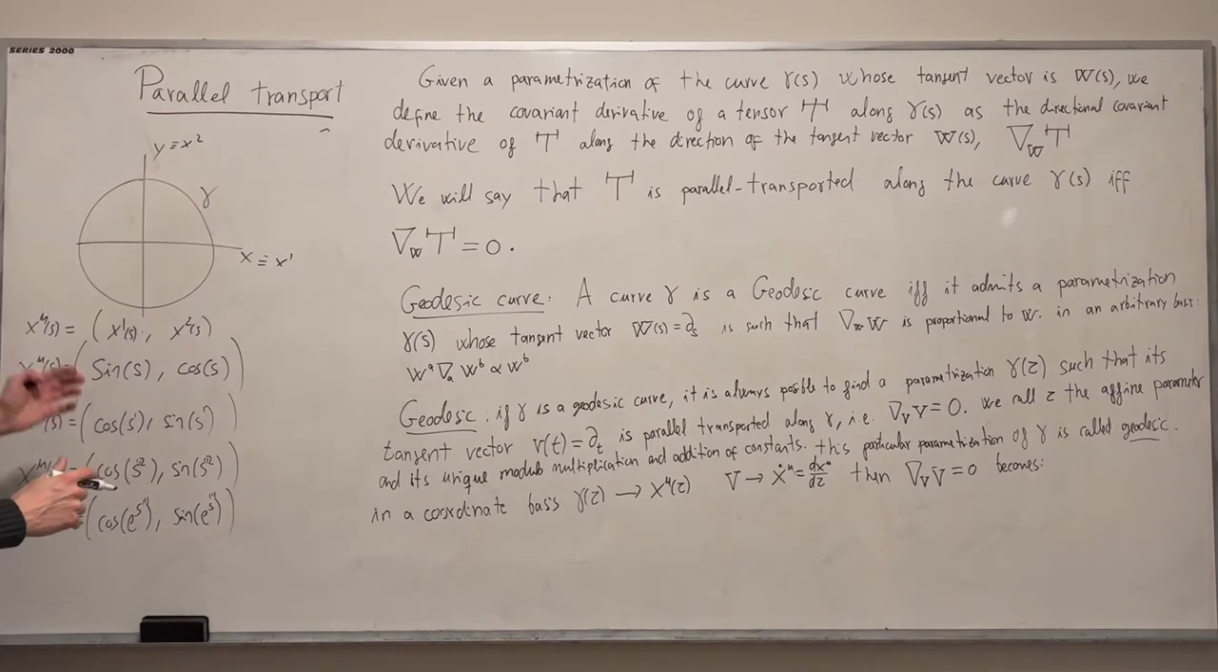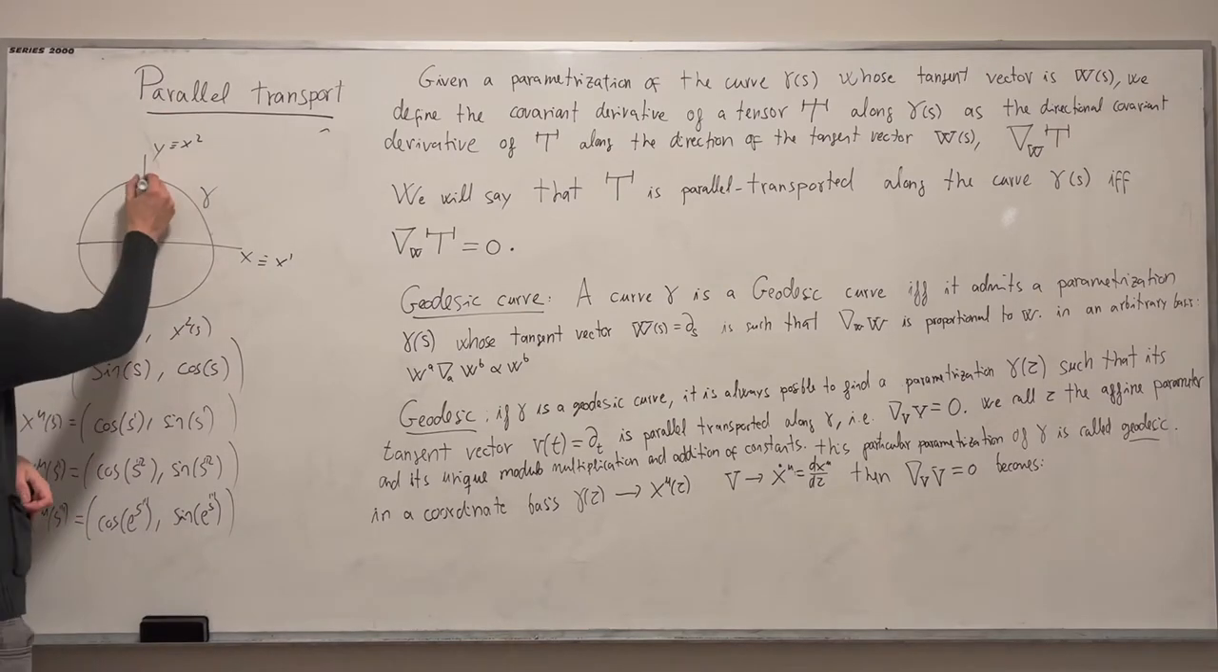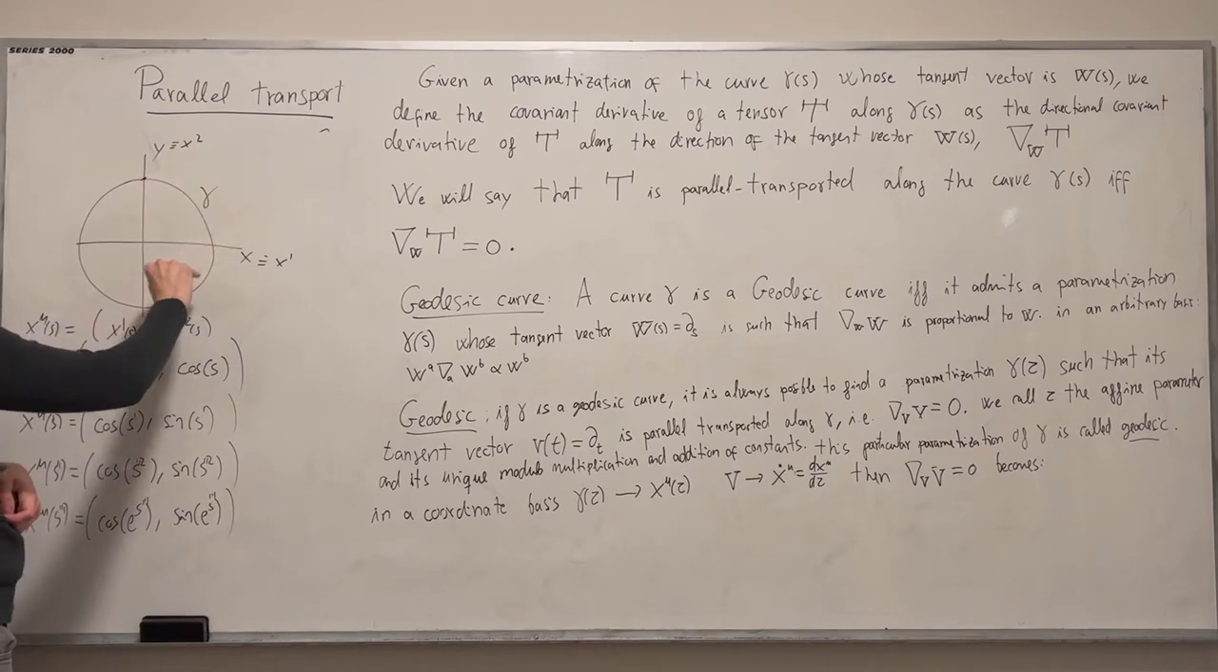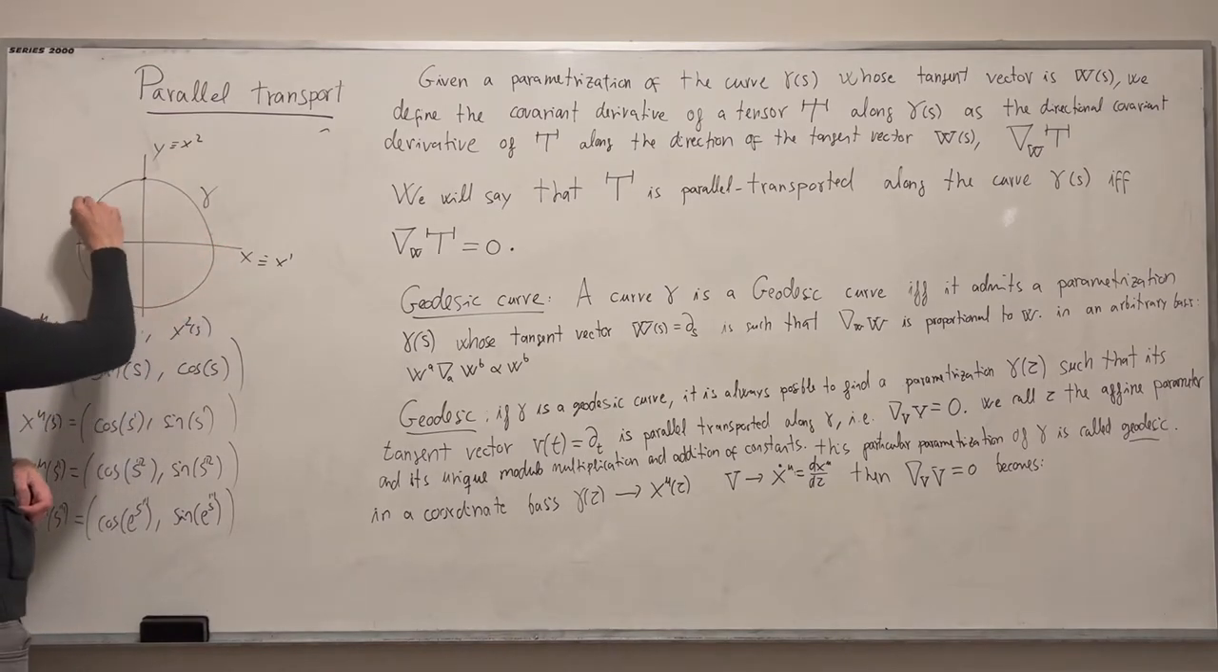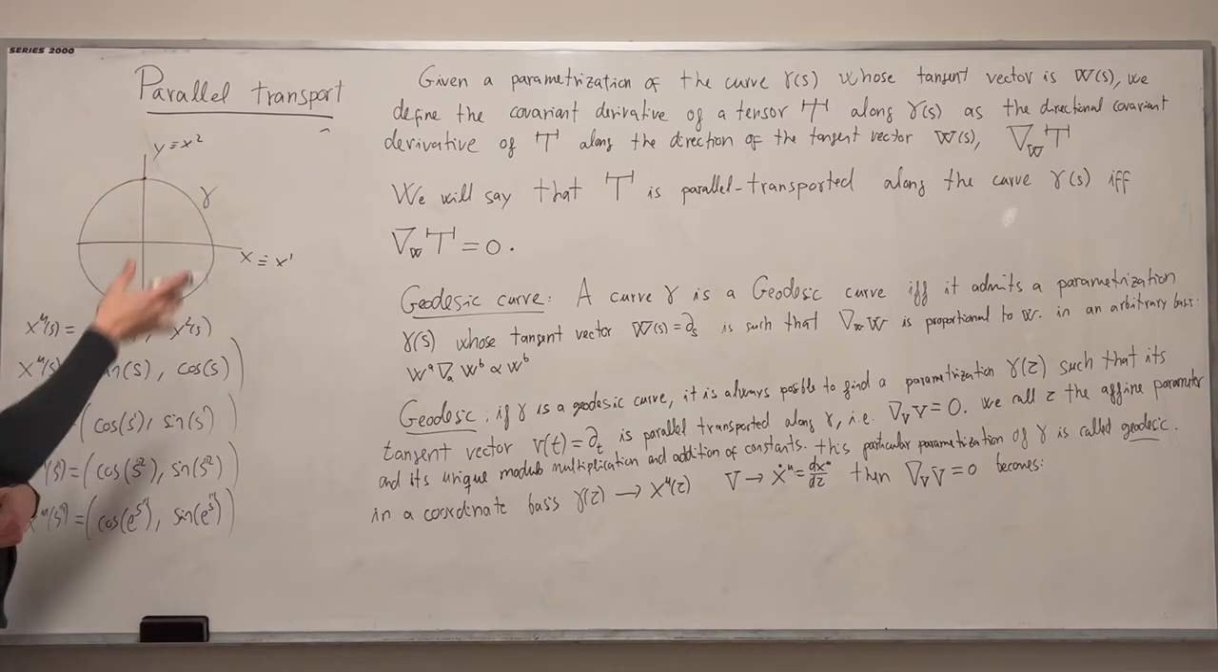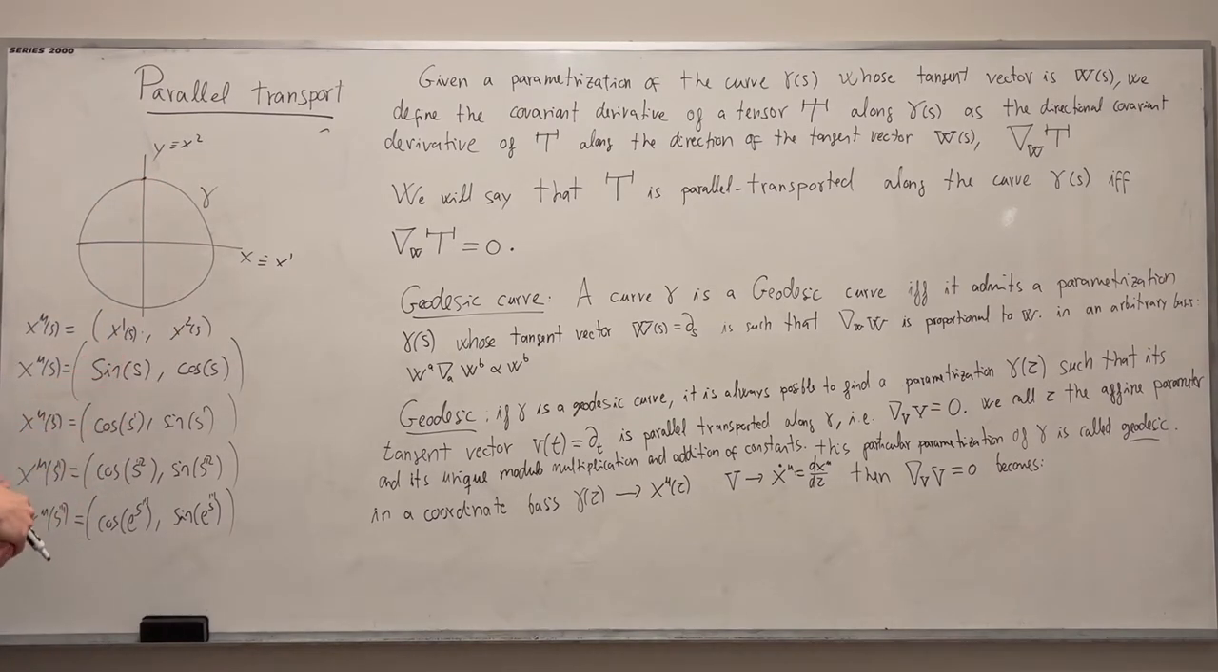I start here. And as I increase S, I start moving in this direction. At pi over 2, I get here. Pi, 3 pi over 2, 2 pi, and I describe the whole circle, right? The whole circumference. All right, but a different parameterization.